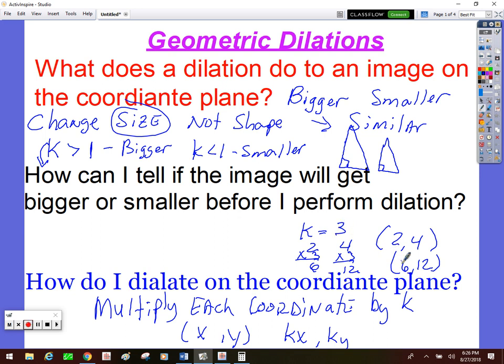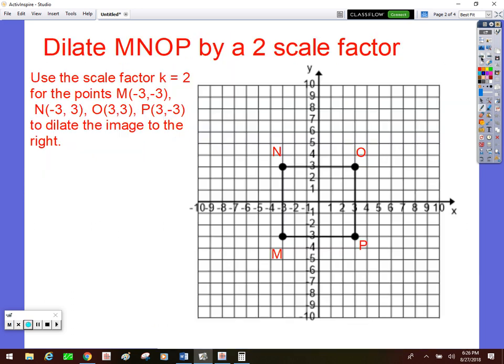If you'll notice, this number, my 6, is 3 times bigger than 2. 12 is 3 times bigger than 4, because I did a scale factor of 3, so it got bigger. So let's see what one actually looks like, actually performing the action. Okay, we want to dilate MNOP by a scale factor of 2. So here's my rectangle, my square MNOP.